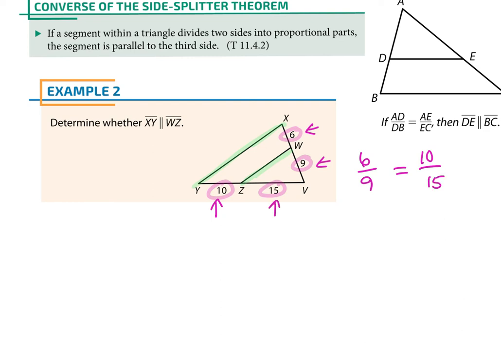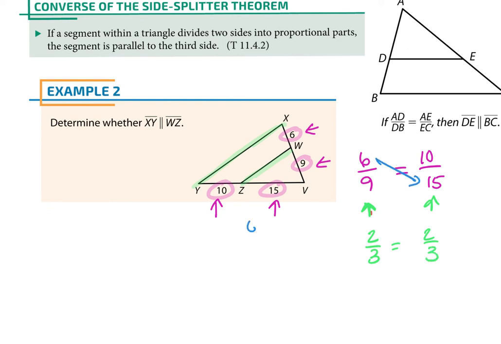How do you know if they're proportional? You can do cross multiplication if you want to, and they should equal the same number, or you can reduce your fractions and they should be the same fraction. Both of those will work. If I reduce this, what goes into 6 and into 9? 3. So we have 2/3. What goes into 10 and 15? We have 2/3. The other way to do that is cross multiplication.